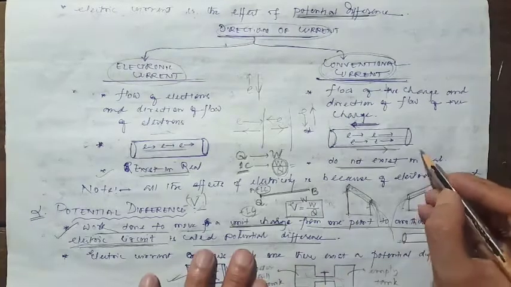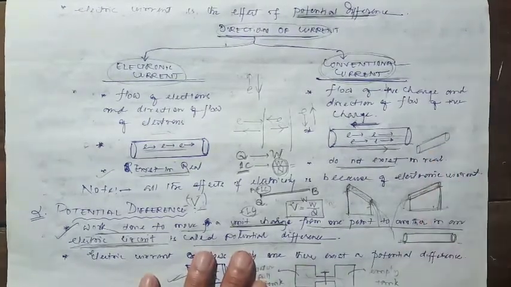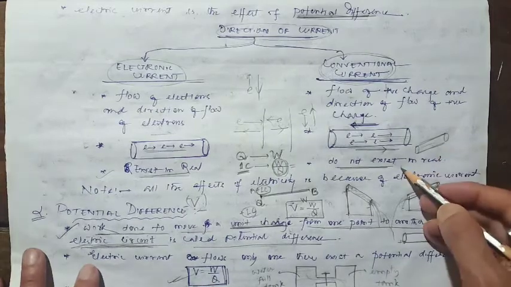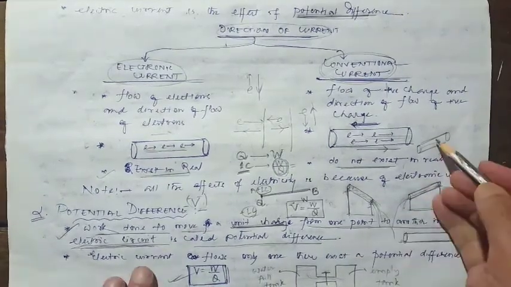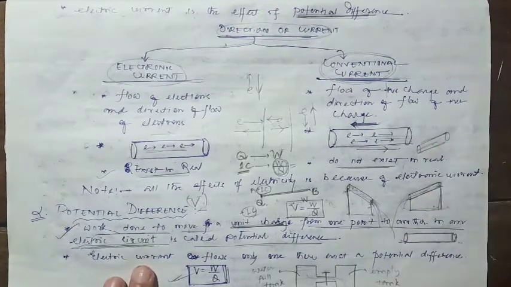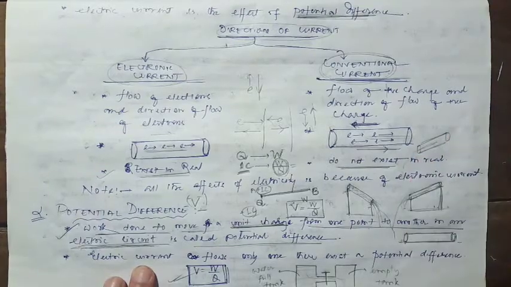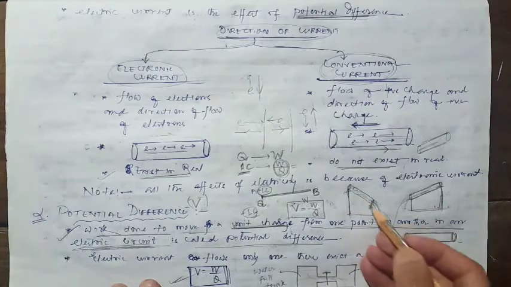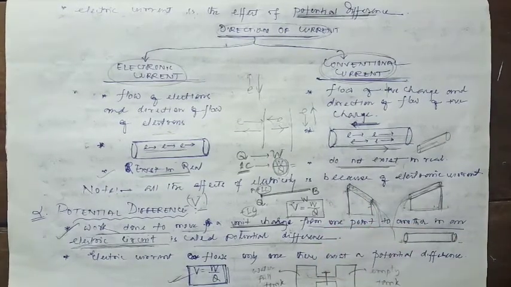If I take a conductor and tilt the conductor this way, we should not expect the current to flow, because tilting the conductor left and right will not create the potential energy difference. That was possible in the case of gravitation. So tilting the pipe makes the water flow because of a gravitational potential energy difference.